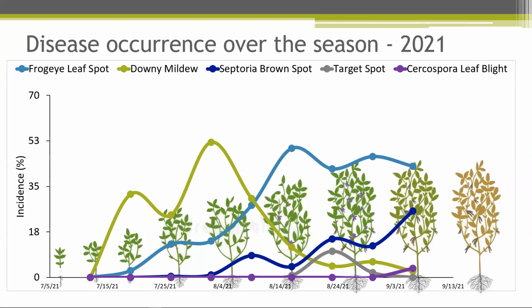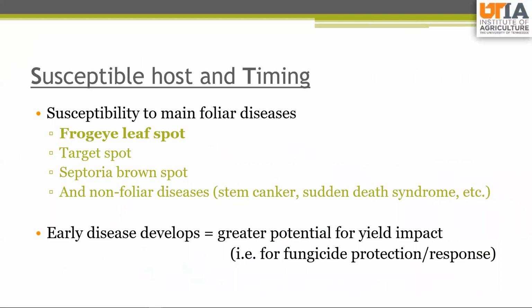We have some septoria brown spot always hanging around, usually just in the lower canopy, but it continues to increase throughout the season. Target spot is also low in the canopy, and depending on variety, might not get much. And then the purple line is Cercospora leaf blight, but here in Tennessee, we only really see it uptick a little bit at the end of the season and usually not cutting into our yield.